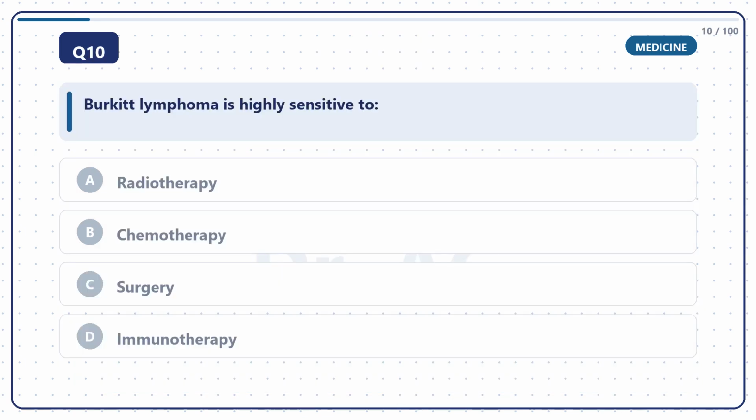Hypercalcemia. Question 10. Burkitt lymphoma is highly sensitive to option A, radiotherapy. Option B, chemotherapy. Option C, surgery. Option D, immunotherapy.